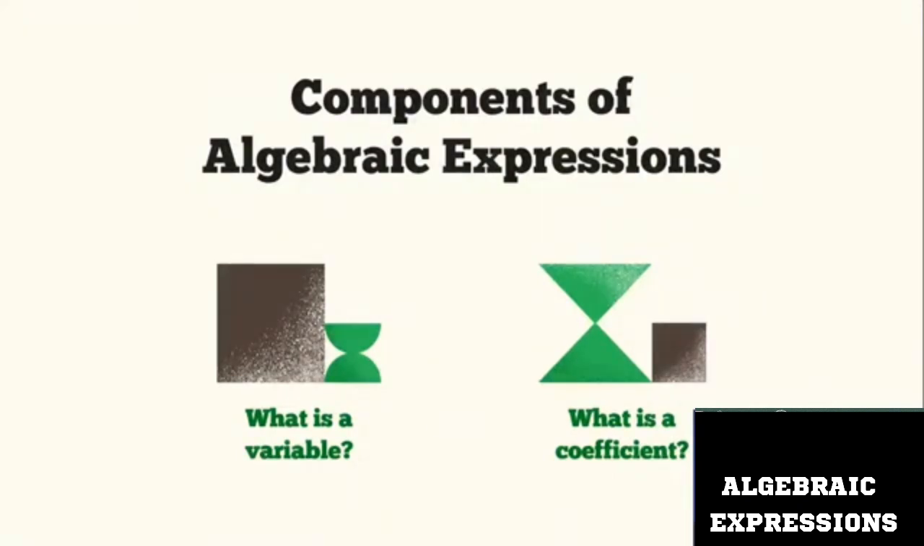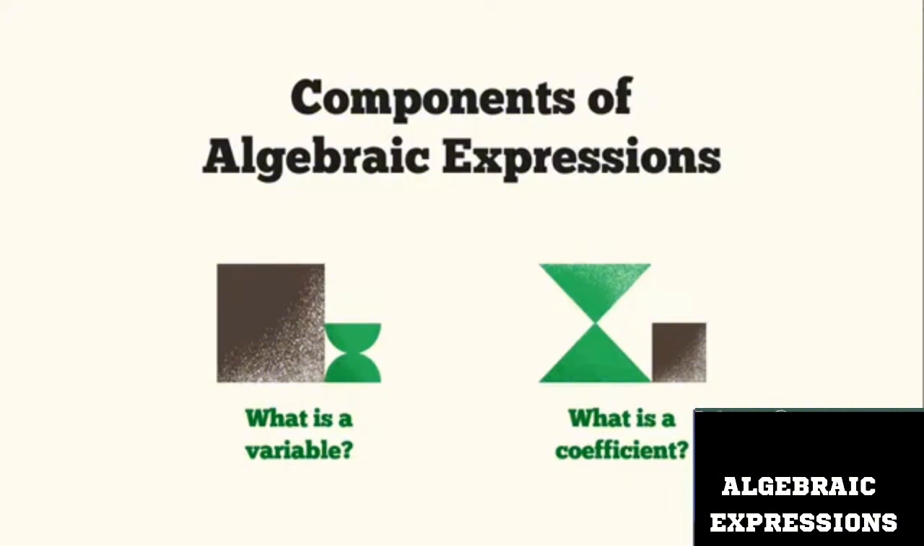Some of them involve asking the correct questions. For example, the first question which we need to ask is, what is a variable? Secondly, we also need to ask ourselves, what is a coefficient? What is a coefficient and what is a variable? All right, so let's look at these in detail and try to answer them.